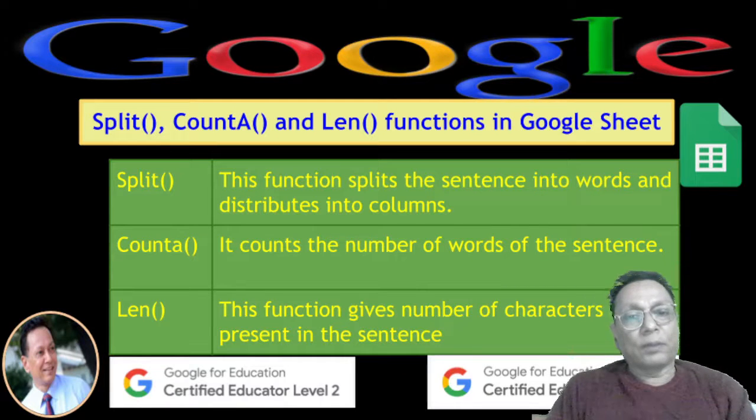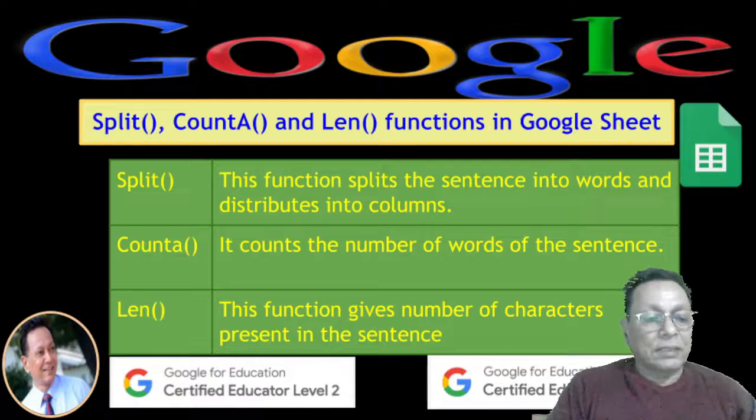Over here, the column D, it is evident from the text that there is a space between the words. Aditya Kumar, there is one space. Shivangi Chahar, there is only one space. So we want to split these words into columns. So how to do it? So let's start.